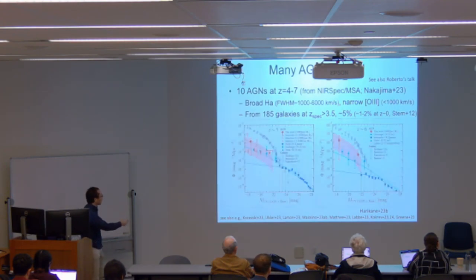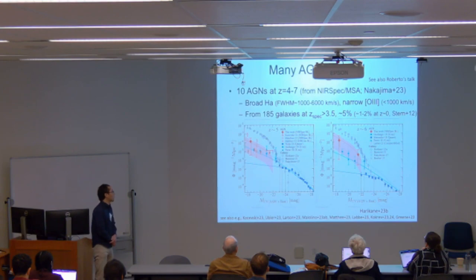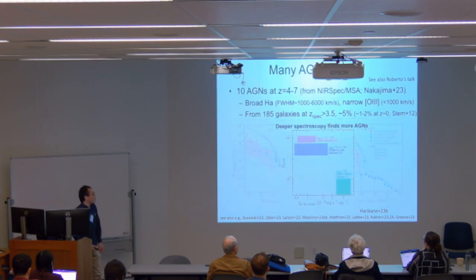Also at redshift 5, these red data points show similar AGNs found by different studies using JWST, and we find different number densities. And we think that this difference in number density may be due to the different sensitivities used in these studies.